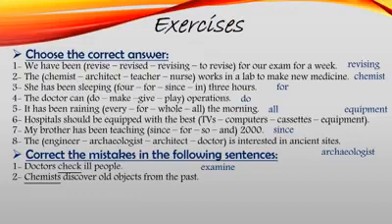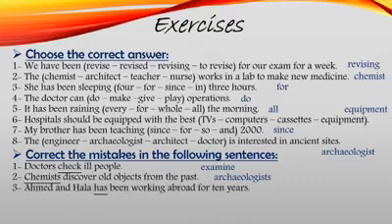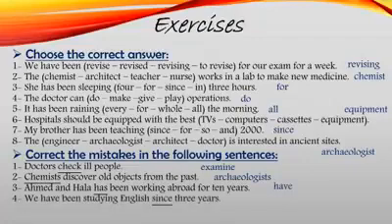Number 2, chemists discover old objects from the past. Who is the person who discovers old objects from the past? It is archaeologists. You're right. Number 3, Ahmed and Hala has been working abroad for 10 years. Actually, I am talking about plural, not singular. So has here is not the right verb. The right verb should be have.